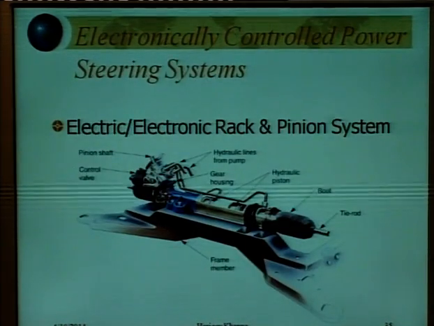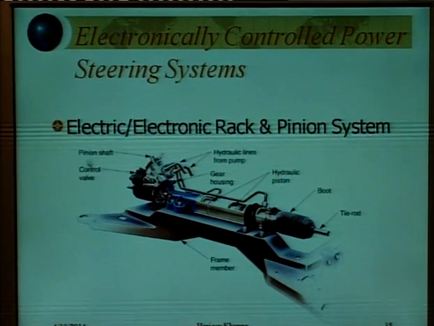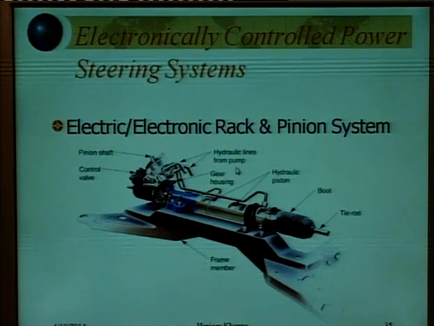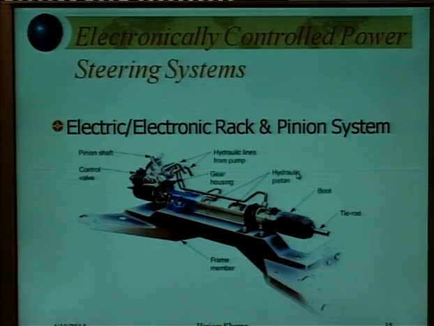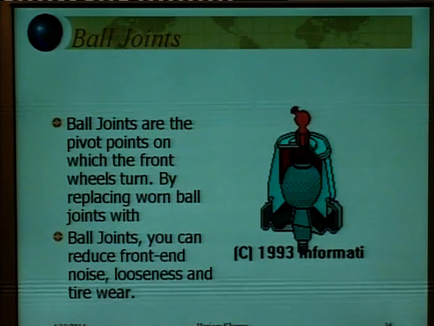This is an electrically controlled power steering system. Electronic rack and pinion system. Pinion shaft, control valve, hydraulic lines from pump, gear housing, hydraulic piston, boot, tie rod, frame member. So these are the various parts of the system.